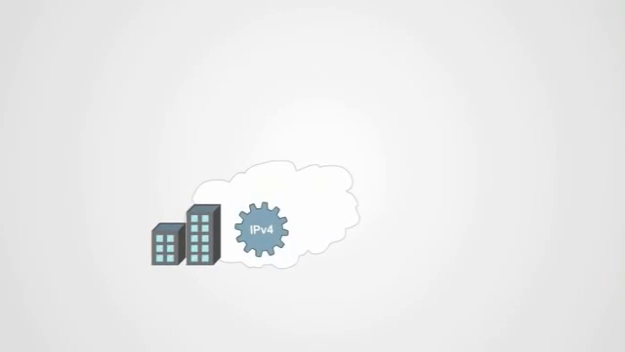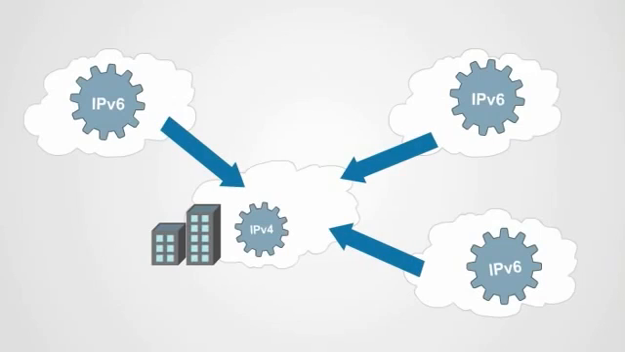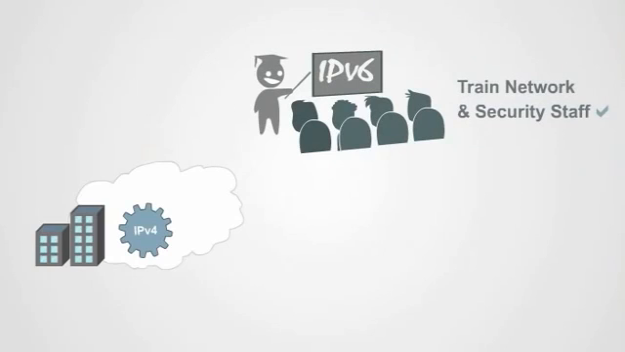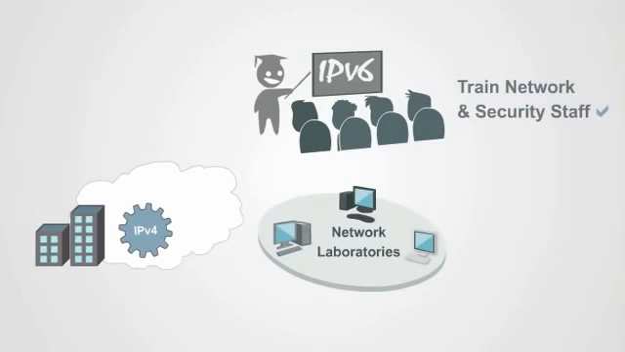Even if an organization has no concrete plans to deploy IPv6 in the near term, it is highly likely that the network will be affected by IPv6 issues beyond its immediate control. It is recommended that network and security staff be trained on the IPv6 protocol suite. In addition, experimentation in network laboratories can help build expertise before network and security teams are urged to deploy the IPv6 protocols in production networks.